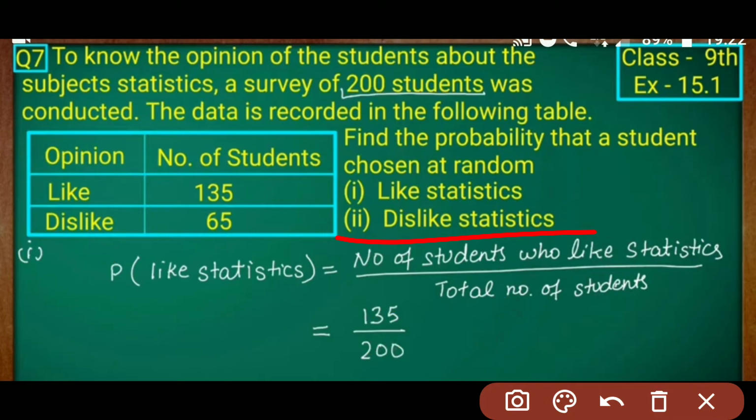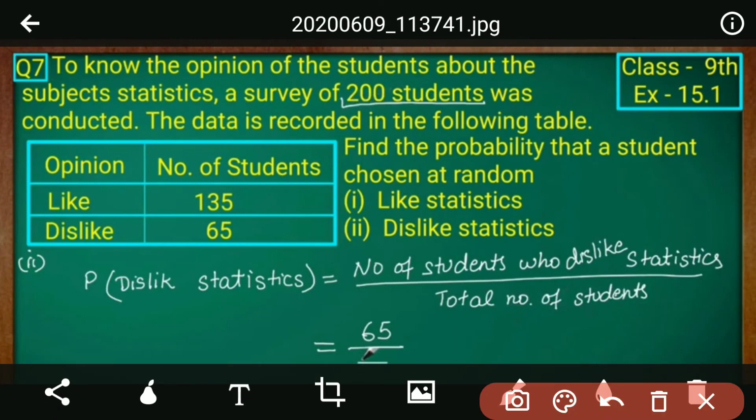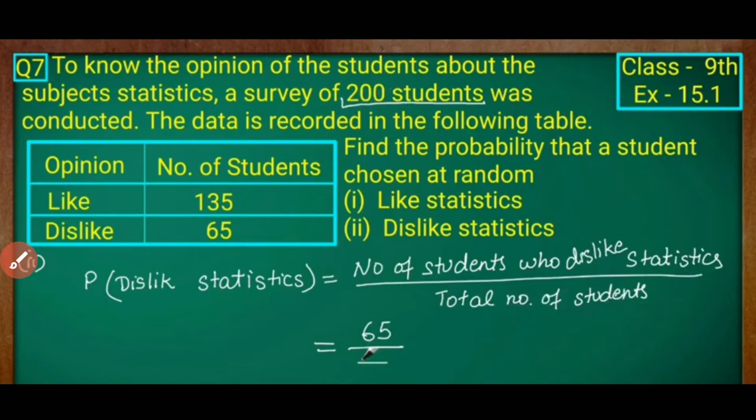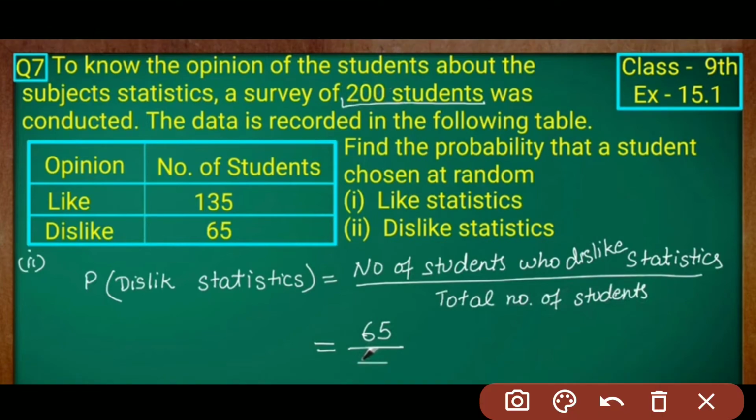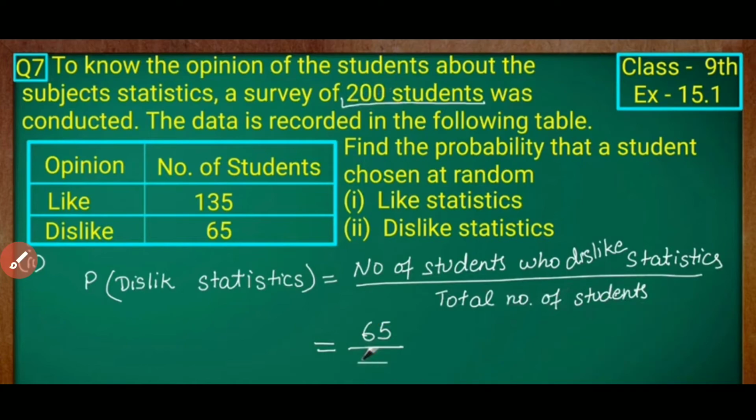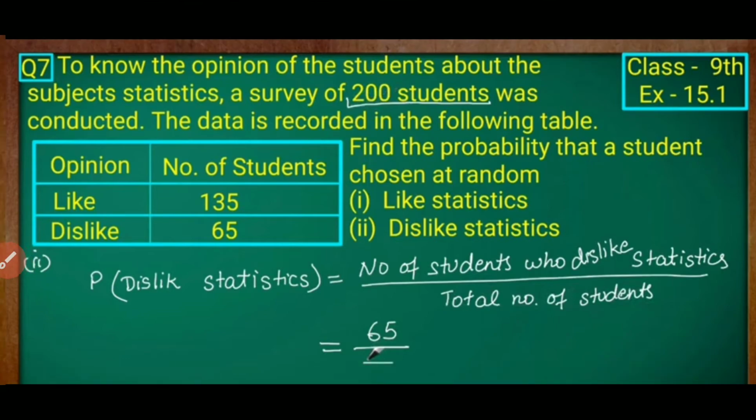Let's check another point, that is disliking statistics. For those who don't like statistics, the probability equals the number of students who do not like statistics divided by the total number of students, that is 65 divided by 200. When we divide both by 5, 5 13s are 65 and 5 40s are 200, so 13 upon 40 will be your final probability for the second point, disliking statistics.